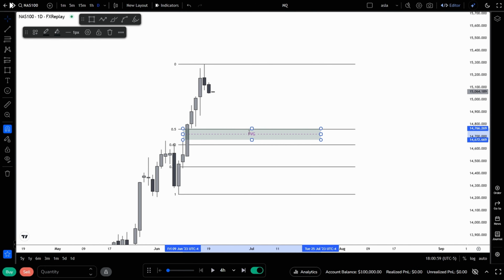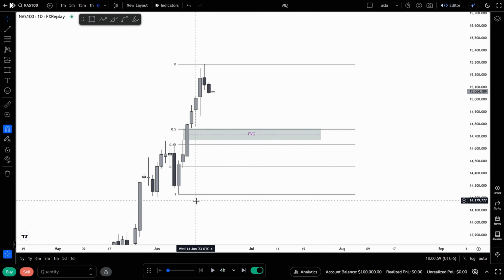Now if we are looking for long positions inside this bullish context, what do we want? We want price to retrace into discount.